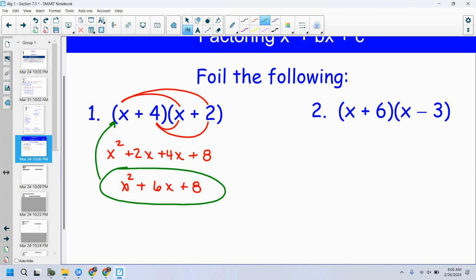Now, what do you notice about these 2 numbers and how they relate to the trinomial down here? Look at the 4 and the 2. How do they relate to 8? They multiply, factors of 8, correct? So these 2 numbers, the 4 and the 2, are factors of my last number. Now, what do we notice about 4 and 2 as they relate to 6?